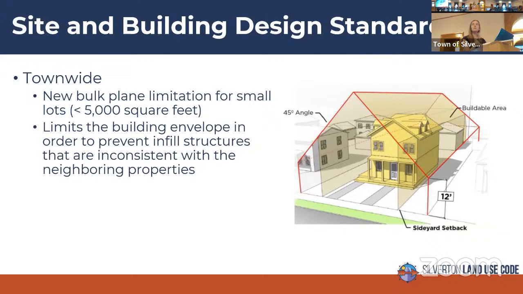Another topic you will see within the town-wide design standards is a new limit on how big a building can be built on small lots. So lots less than 5,000 square feet. So what this does is it creates an invisible box, an invisible envelope that a building can be built in. And it is intended to prevent the infilling of structures from being inconsistent or negatively impacting the neighboring properties with an overly bulky or out of scale building. Next slide, please.